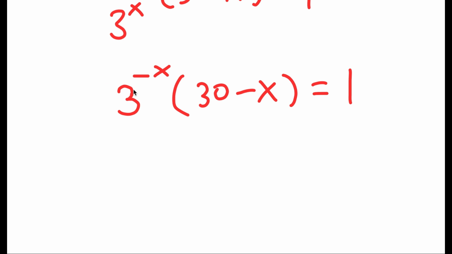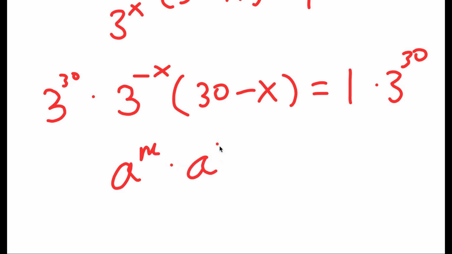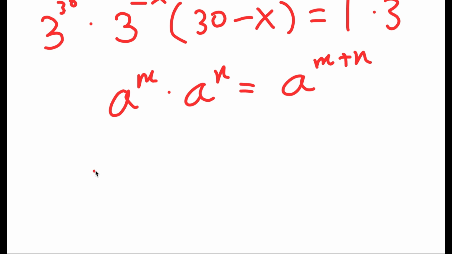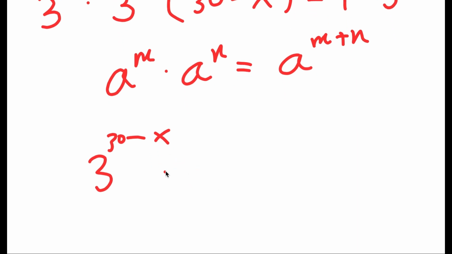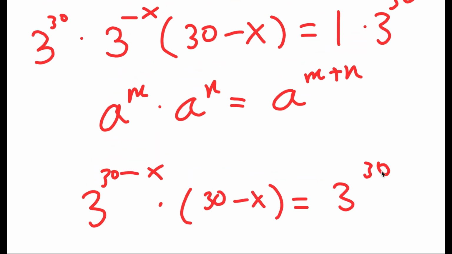Now I'm going to multiply both sides by 3 to the power of 30. And if I have something in the form a to the power of m times a to the power of n, this is equal to a to the power of m plus n. So 3 to the power of 30 times 3 to the power of negative x is equal to 3 to the power of 30 plus negative x, which is just the same thing as 3 to the 30 minus x. So I have this times 30 minus x is equal to 3 to the power of 30.